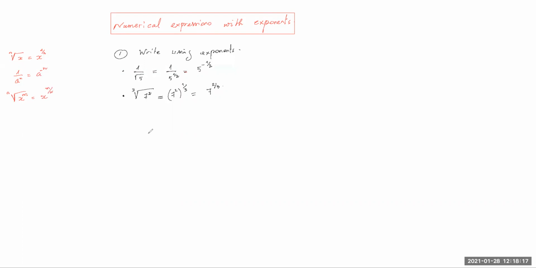What else? For example, what if we were asked to compute the following? The same thing here. So it will be 5 power 3/5. Okay, so we can do that. Now, for example, the second question is to evaluate. We are asked to evaluate the expression.